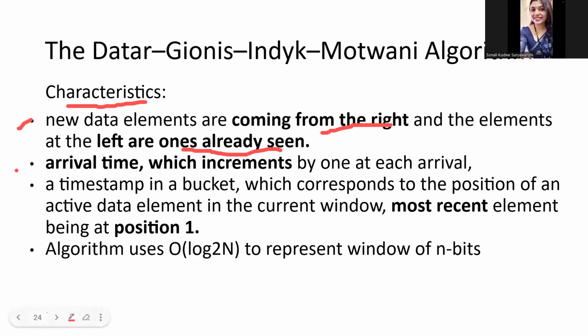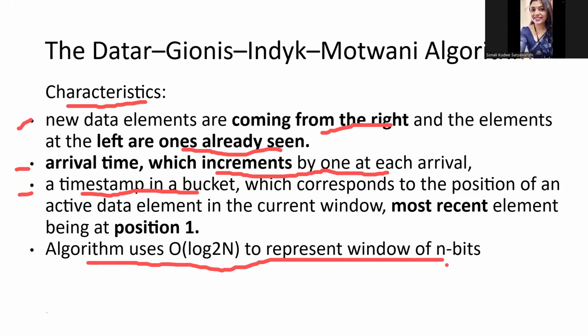Second, the arrival time is incremented by 1 at each arrival. As the data starts coming from the right side, the arrival time starts incrementing. There is a timestamp in a bucket. We note down a timestamp in a bucket, which corresponds to the position of the active data element in the current window, and the most recent will always be at position 1. This algorithm uses O(log n) bits to represent a window of n bits.